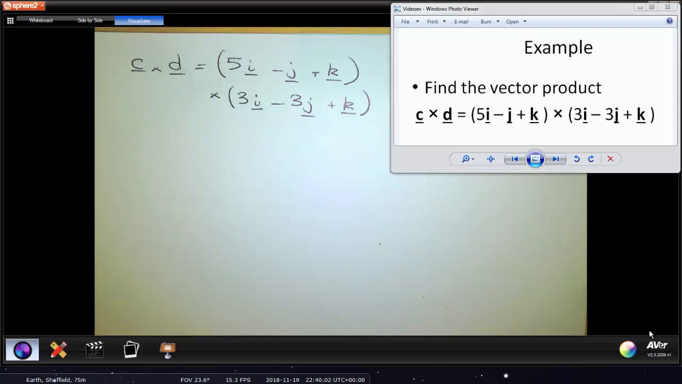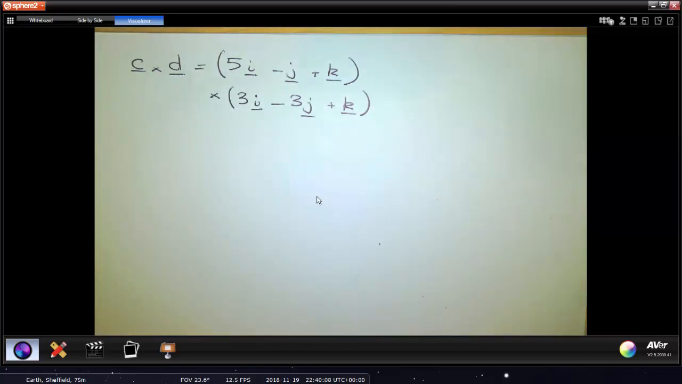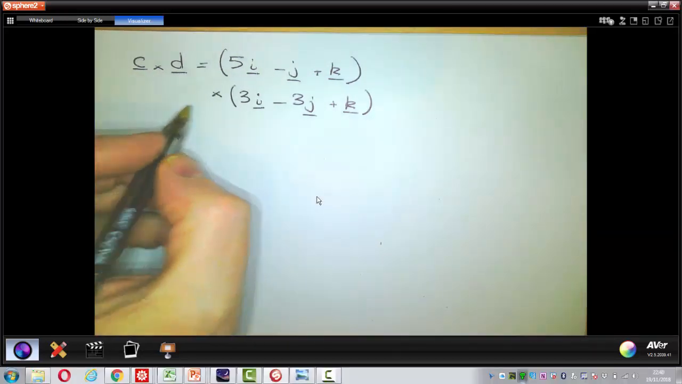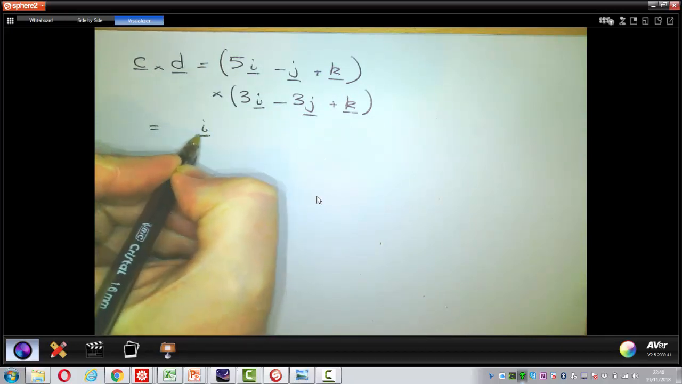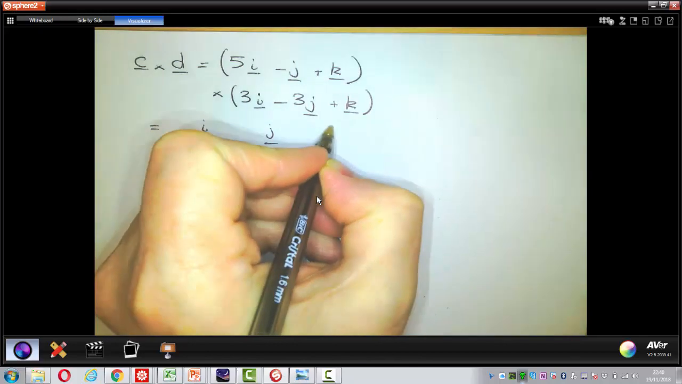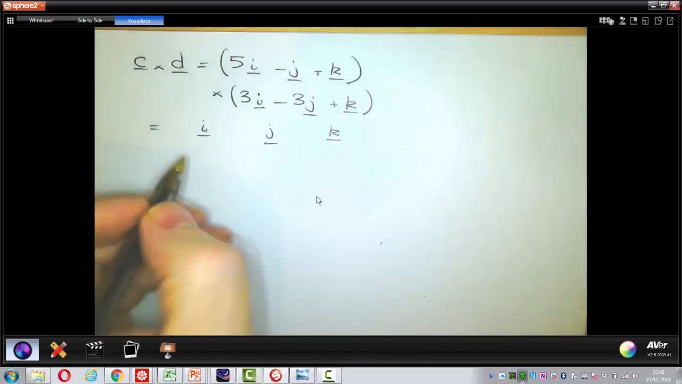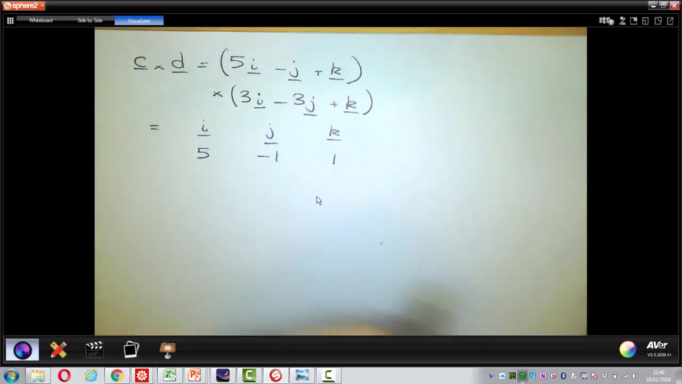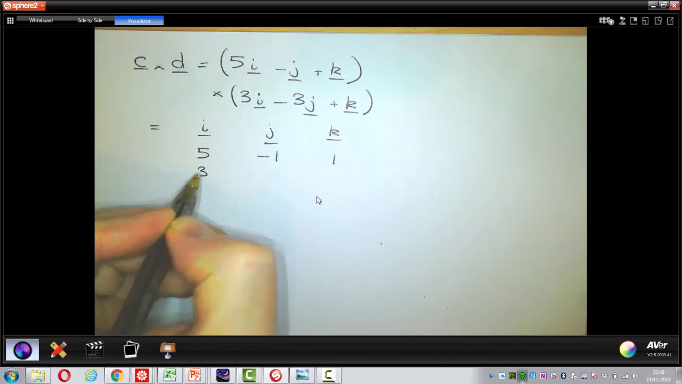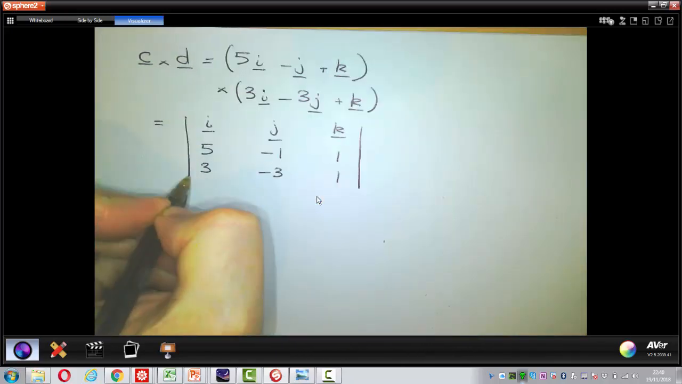So what we can do with those vectors is put them into a determinant form and then use that to find the vector product. So we'd write here along the top of the determinant i, j, k, and the components of C, 5, minus 1, 1, and the components of D, 3, minus 3, 1.